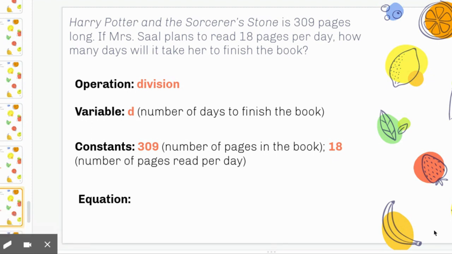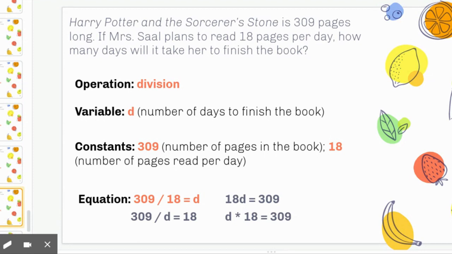It's the trickiest part because division equations with algebra are always the most challenging to write, I've found. But the one that I wrote is 309 divided by 18 equals D. And the reason why I wrote that equation is because there are 309 pages in a book, and I've already decided that I'm going to read 18 pages per day. So I'm going to take the 309, divide it by 18 pages per day, and I'm going to get D.